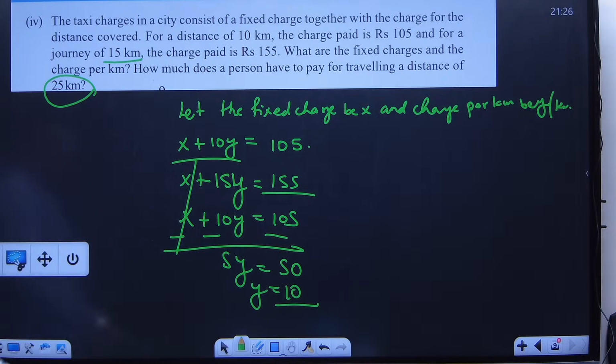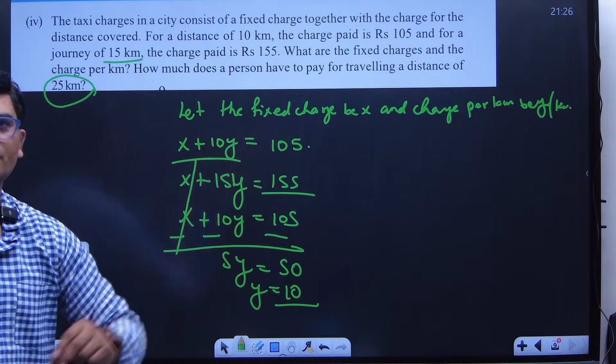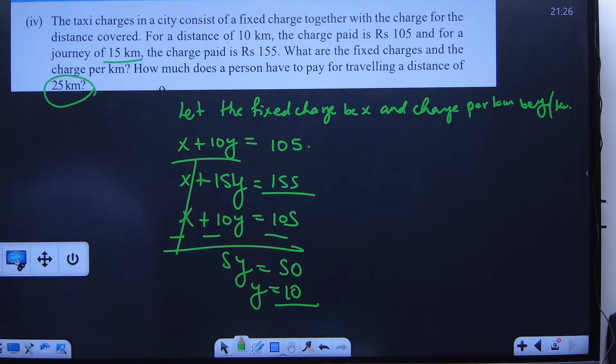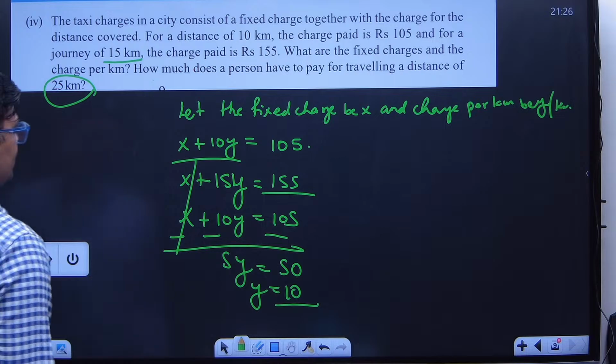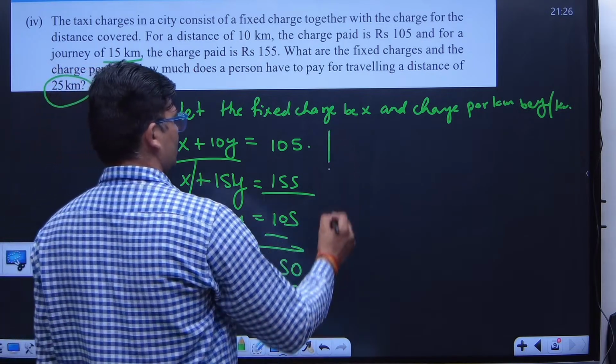So if you put the value of y in the first equation, what is the x you are going to get? One. X plus 100 is 105. Yes, so x is going to be 5.